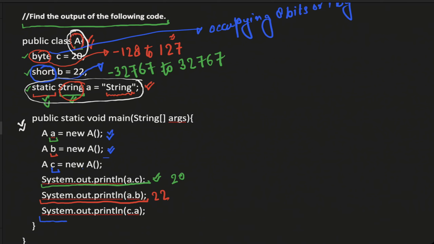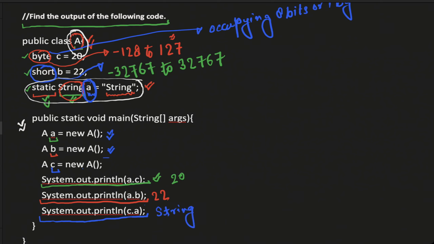And this is the C object. So with the help of C, we are printing c.a. We are accessing the value of A here, and A is holding a string. So the string will be printed on the screen.